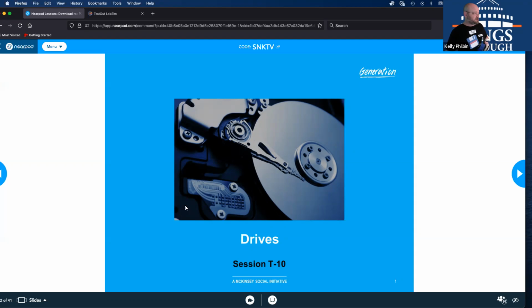Can everybody see my screen here? S10 drives? Yes, no? Yes.